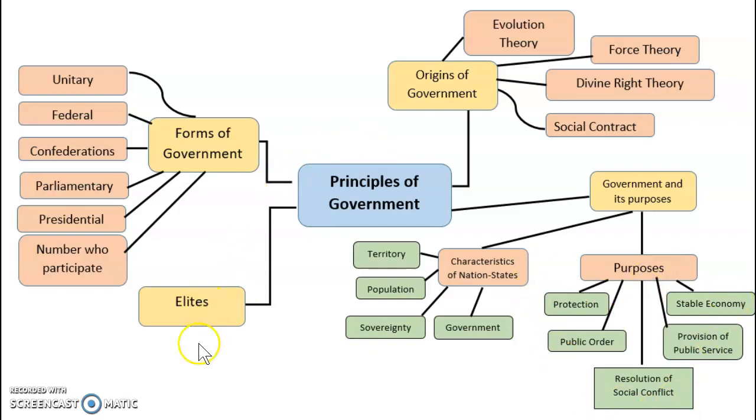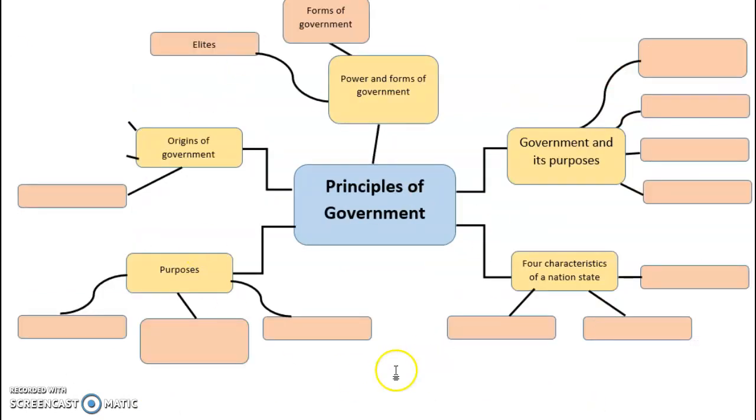Over here it mentions elite. I didn't mark any more boxes with that one, but forms of government, I went ahead and put the different forms mentioned in your book: unitary, federal, confederations, parliamentary, presidential, and number who participate. So this will really help you study, but you only have to do this one, okay?